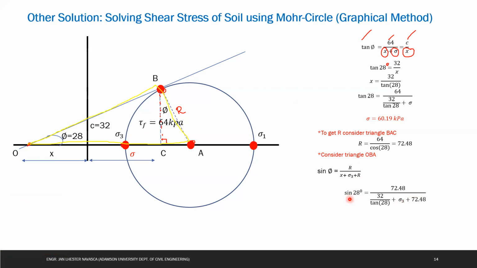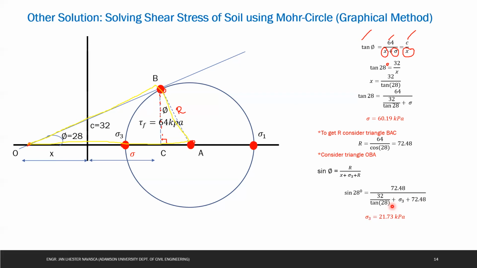Okay, therefore we have sine 28 equals to the value of r, the radius, which is 72.48 over 32 over tangent 28 plus sigma 3 plus the value of r. Then one equation, one unknown, you can get the value of sigma 3 to be 21.73 kPa.